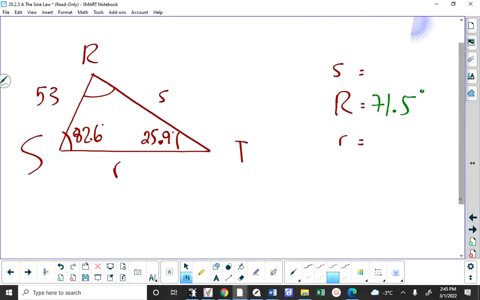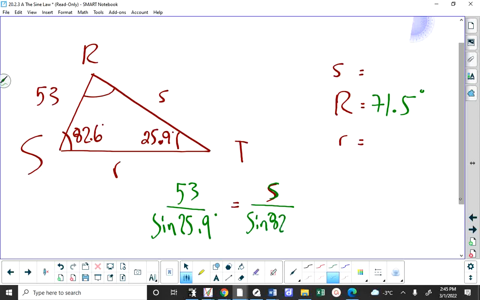I guess we can use the sine law now with the 53 and 25.9. That's a pair. So I can put 53 over sine of 25.9. A very common mistake is to forget the sine, is to just put 53 over 25.9, equals, let's find S. S over sine 82.6.